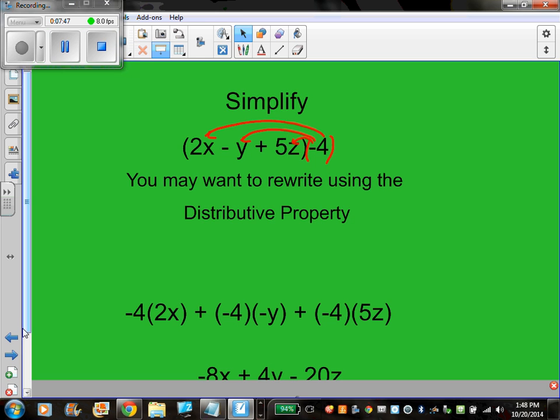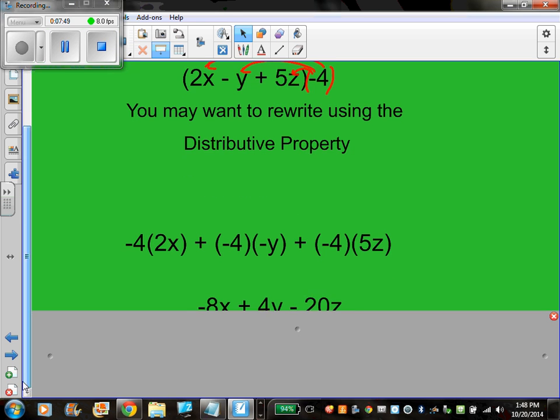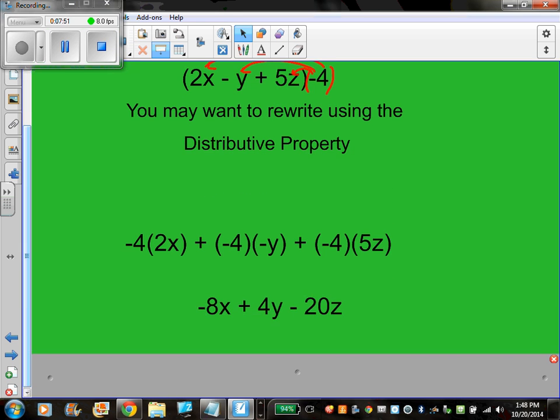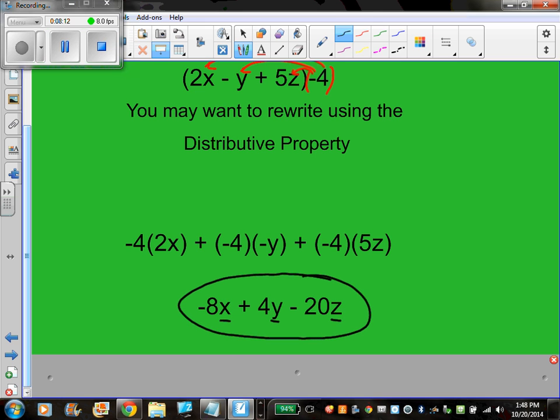Negative 4 times 2x gives us negative 8x. Negative 4 times negative y, two negatives multiplying, give us a positive, and we have 4y. And then negative 4 times 5z gives us negative 20z. And we can't really simplify anything here because we have different variables. That's x, that's y, that's z. So this is our final answer here.